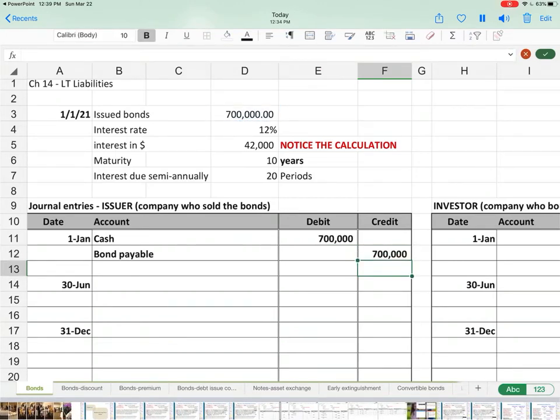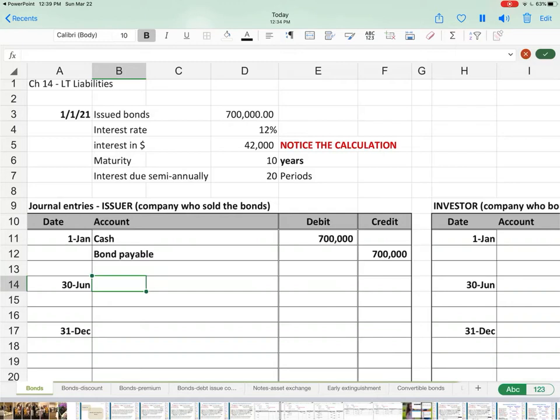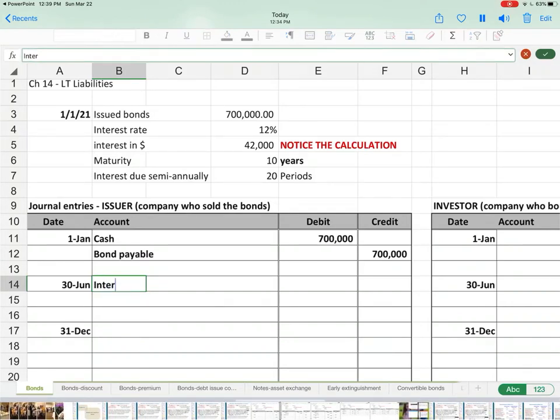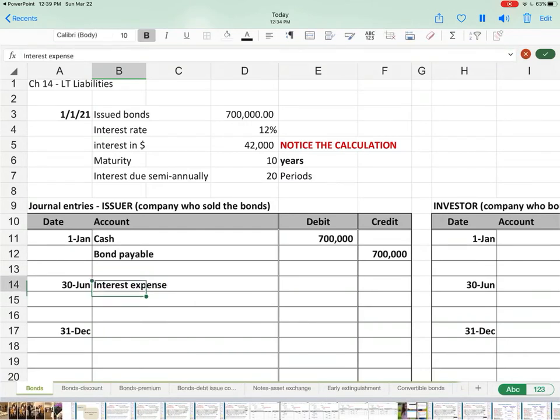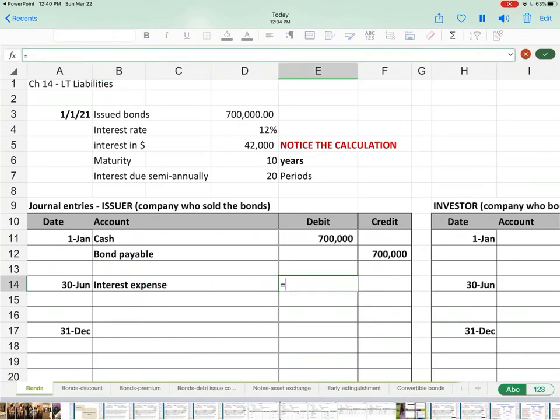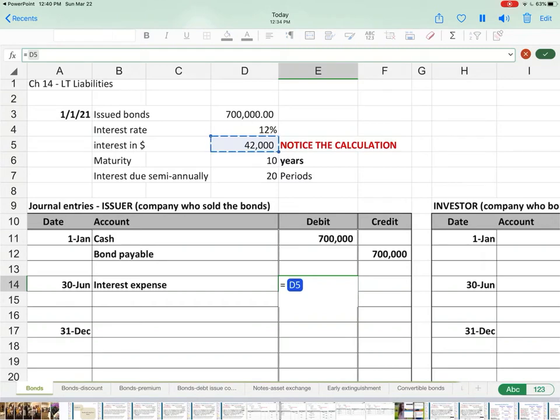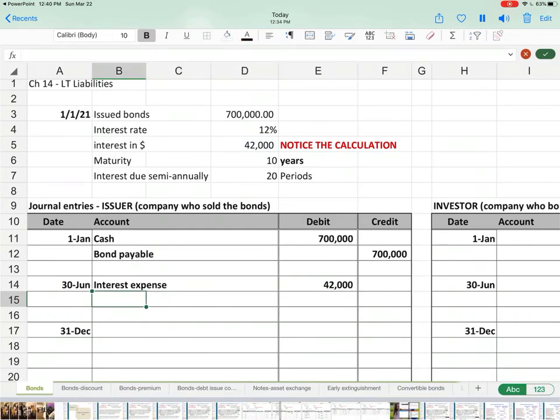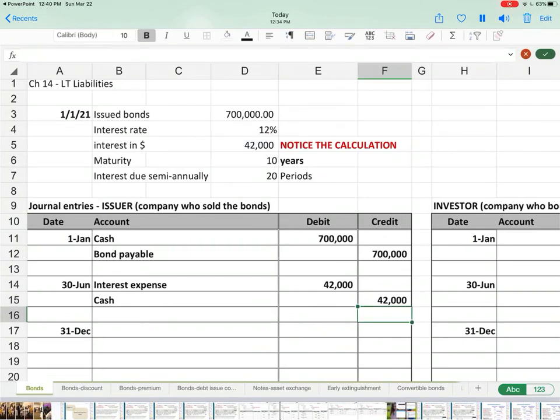So very simple journal entry where we debit cash, credit bond payable. When it gets to the point on June 30th where we have to make our first interest payment, the issuing company would debit interest expense for that first payment of $42,000, and again that was already calculated by taking $700,000 times 12% divided by 2, and we would credit cash. And then we would actually do that exact same thing for December 31st as well.